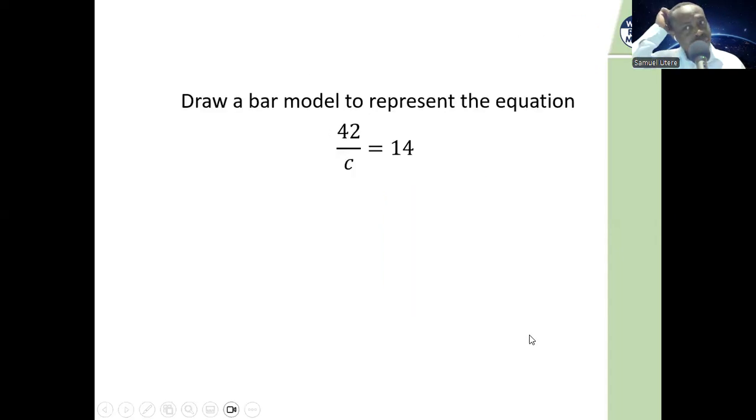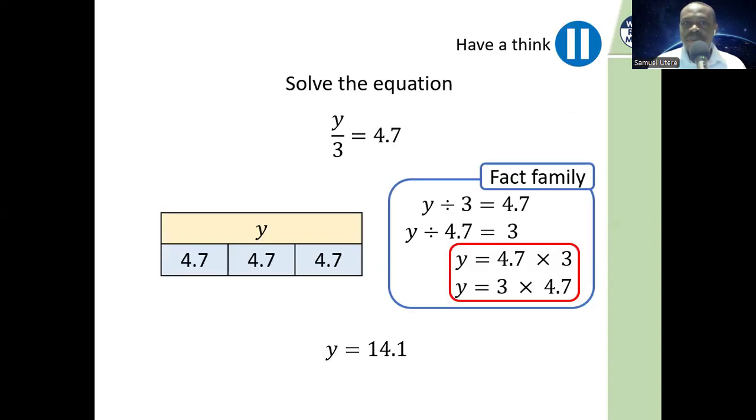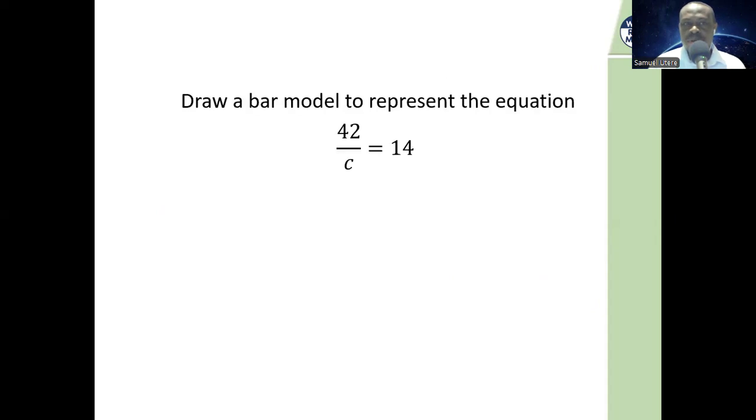Okay, here is this interesting one, the one I was saying we should really talk about. Note how different it is. We're told to draw a bar model to represent the equation 42 divided by c equals 14. You'll be thinking right now, what is this? You want me to divide a number by a letter? How is that even possible? Well, just wait and watch.